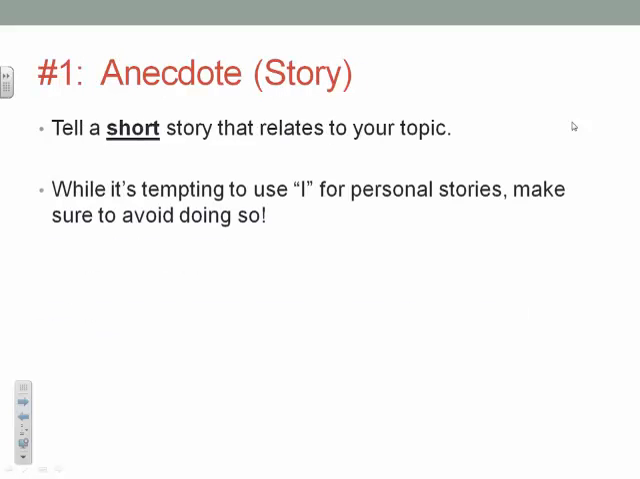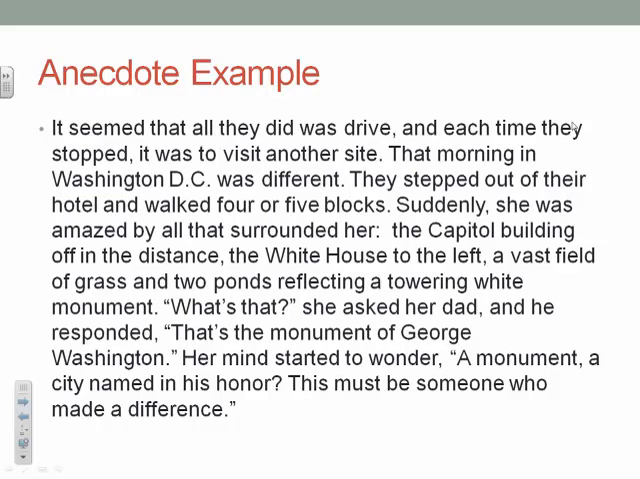So our first technique for a hook would be an anecdote or a story. So you can tell a short story that relates to your topic, and while it's tempting to use "I" for personal stories, make sure that you avoid doing so. If it is a personal story you're telling, then you need to tell it from the third person point of view. So here's an example of the anecdote.